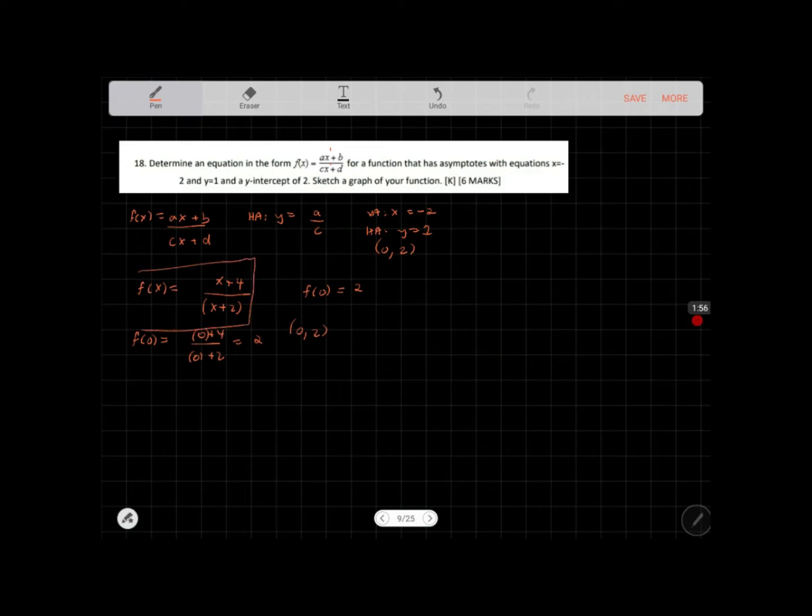So you can actually have different answers for this, right? But basically this could be our potential function where f of x is equal to (x plus 4) over (x plus 2). Now we still have to sketch the function.